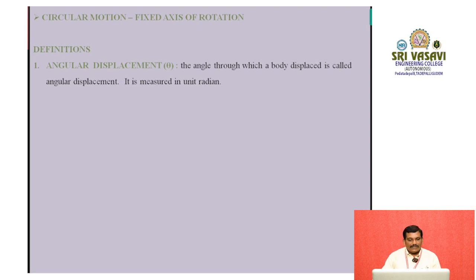Here are the definitions of the important terms which are frequently used in the study of circular motion. The first one is angular displacement: the angle through which a body is displaced is called angular displacement. It is measured in the unit radian. Angular displacement is generally represented by theta, that is theta is equal to omega into t.